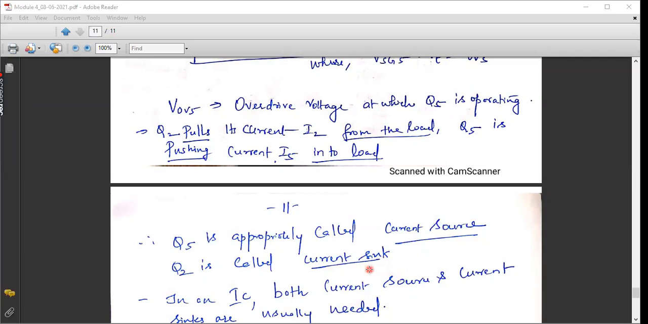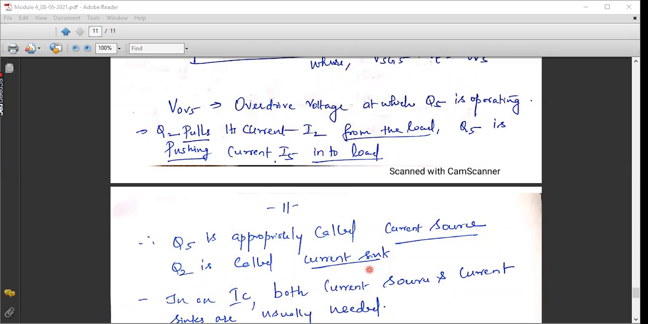Current sink means the element at which the current sinks, right? Always the current will be flowing from the source to the sink. So here Q2 will be considered as a current sink because that particular transistor is pulling the current from the load, whereas Q5 is pushing its own current I5 into the load. Therefore, it is called a current source. If you take one integrated circuit, you will have these two transistors, one acting as a current source and another acting as a current sink. So usually you can find both the source as well as the sink in an IC.